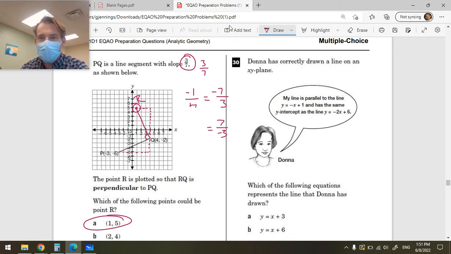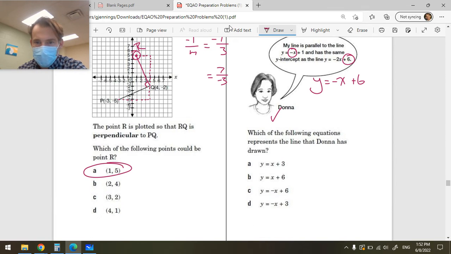Donna has correctly drawn a line on the XY plane. Good job, Donna. Okay, my line is parallel to the line y is equal to -x plus 1, and has the same y-intercept as the y equals -3. So it's parallel to this slope, and it has the same y-intercept there. So her line is y is equal to -x plus 6.